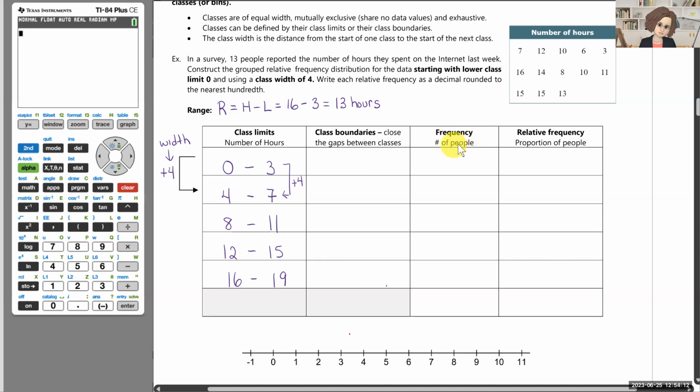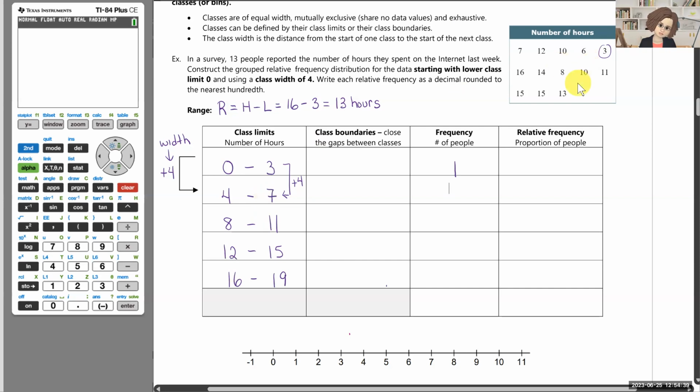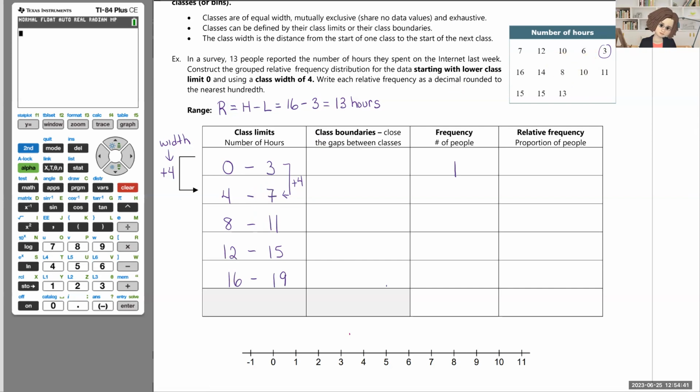So frequency is the number of people in each of these groups. All right, so we're going to count everybody that said they spent 0 to 3 hours on the internet. So if we scan through that list from 0 to 3 hours, it looks like just one number there, 3. So one person responded somewhere between 0 and 3 hours. And then 4 to 7 hours, my next group. So numbers between 4 and 7. So there's a 7. 6 is between 4 and 7. Looks like just 2 people.